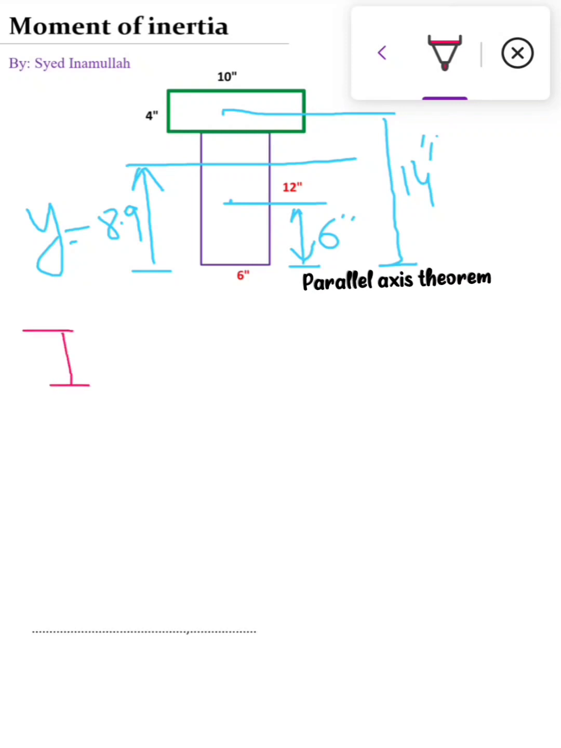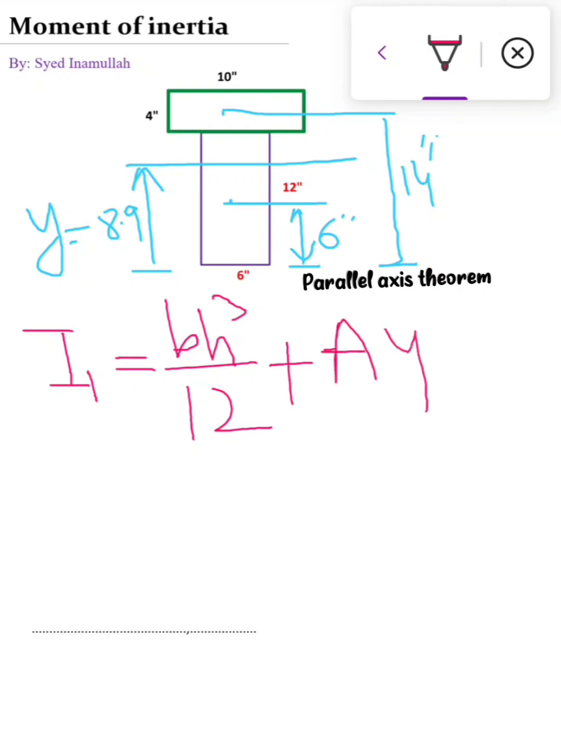For the first figure, the bottom rectangle, I1 is equal to bh cube divided by 12 plus Ay square. A is the area of rectangle 1, and y square is from this center to the center of gravity of the overall figure. The axis to axis distance is y. Remember this. This is the most important step for calculating the moment of inertia by using the parallel axis theorem.